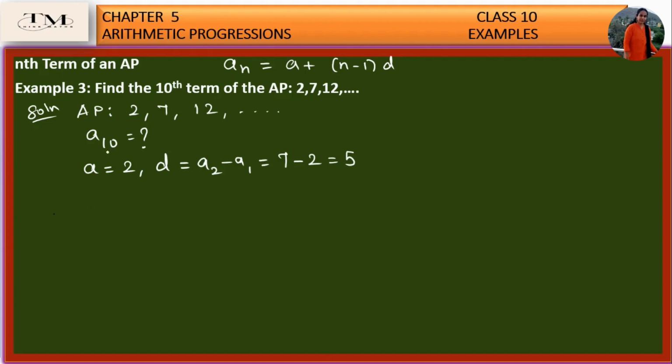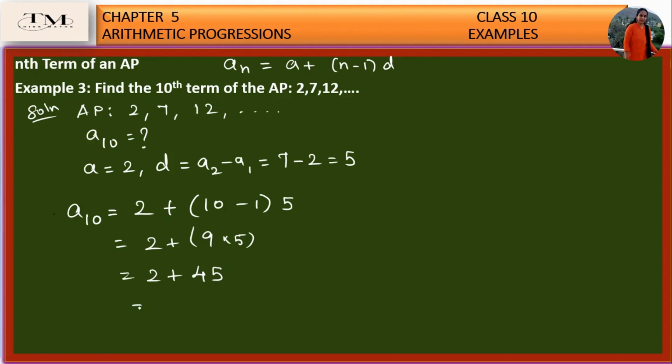Now, applying n equal to 10 in this formula, we get A10 equal to a, which is 2, plus n equal to 10 minus 1 into d. d is 5. So it is 2 plus 10 minus 1, which is 9, into 5. 9 into 5 is 45. So 2 plus 45 is 47. So the 10th term is 47.